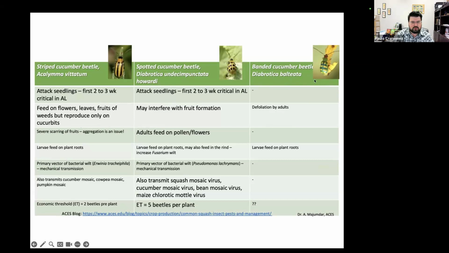The banded cucumber beetle is more associated with defoliation by the adults. The larvae can be found feeding on the roots, but the adult is the one that causes more damage. There are a lot of characteristics: scarring of fruits, aggregation is an issue, some larval feeding, the primary vector of diseases, and some viruses. But here is what is the most important. The economic threshold for striped cucumber beetles is only 2 beetles per plant. So if you see that, that's when you have to take action. For spotted cucumber beetles, that number is a little higher.